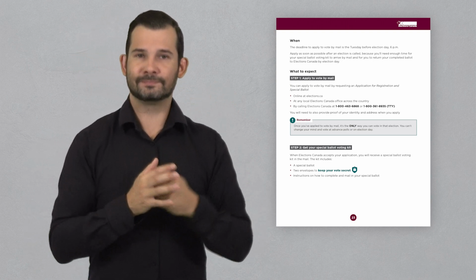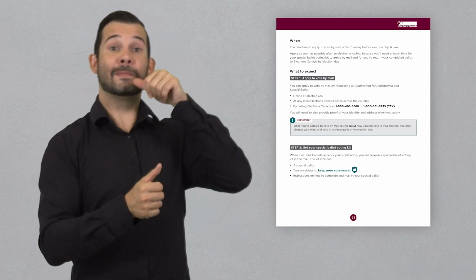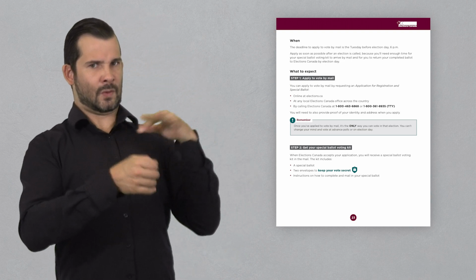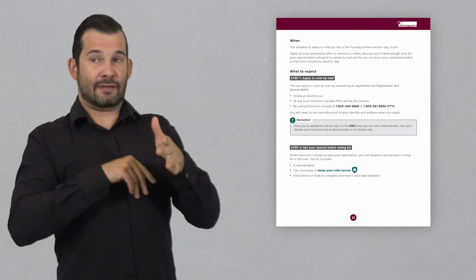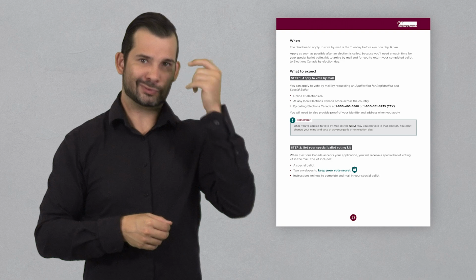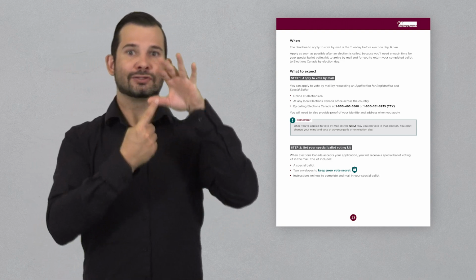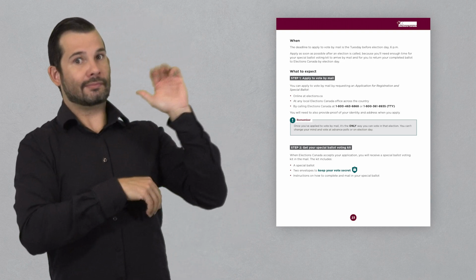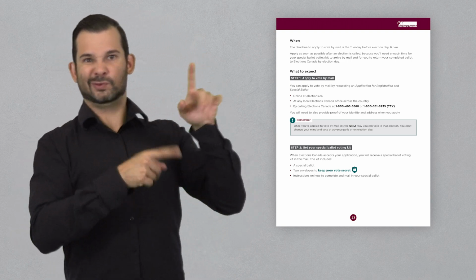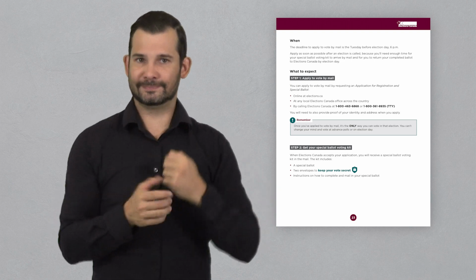When? The deadline to apply to vote by mail is the Tuesday before Election Day, 6 p.m. Apply as soon as possible after an election is called, because you'll need enough time for your special ballot voting kit to arrive by mail and for you to return your completed ballot to Elections Canada by Election Day.